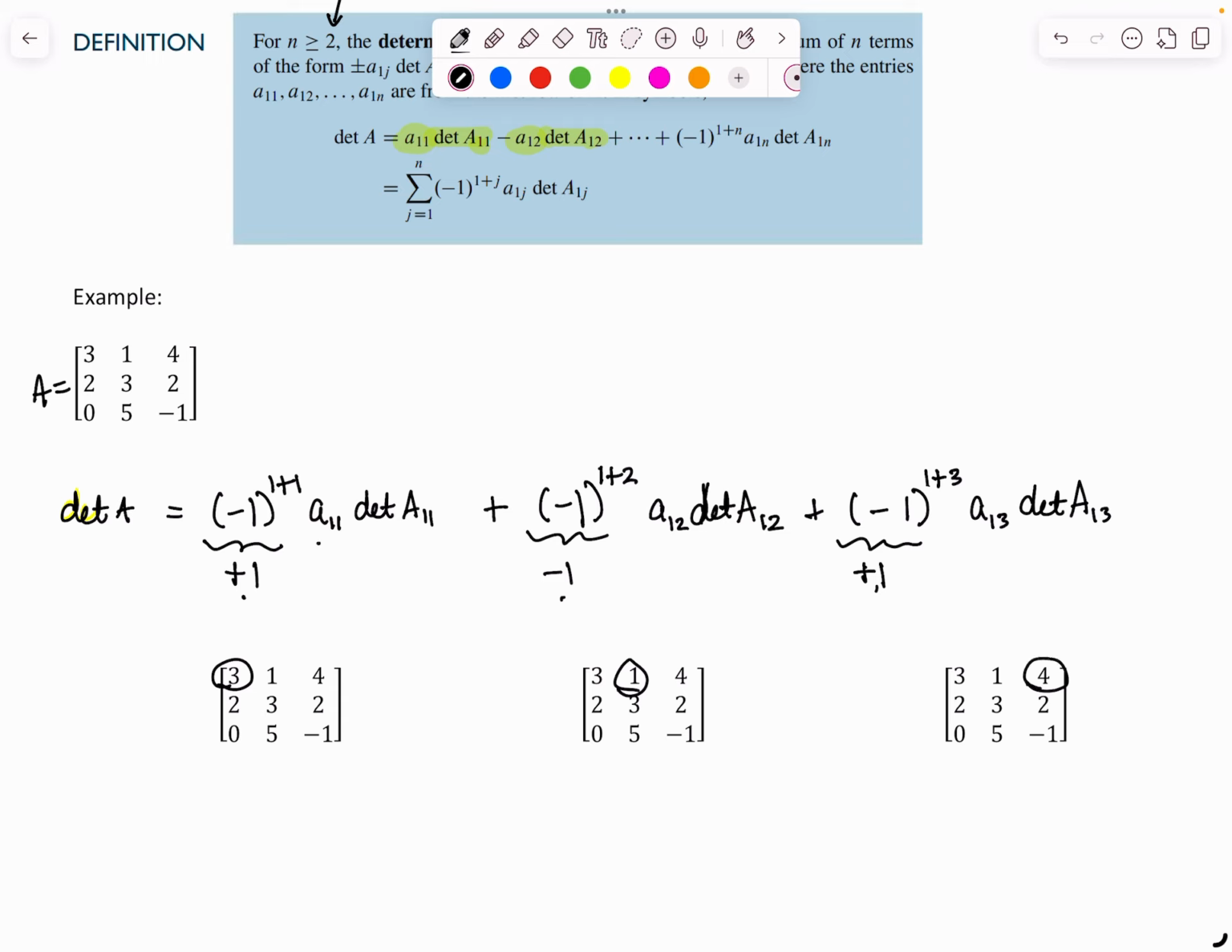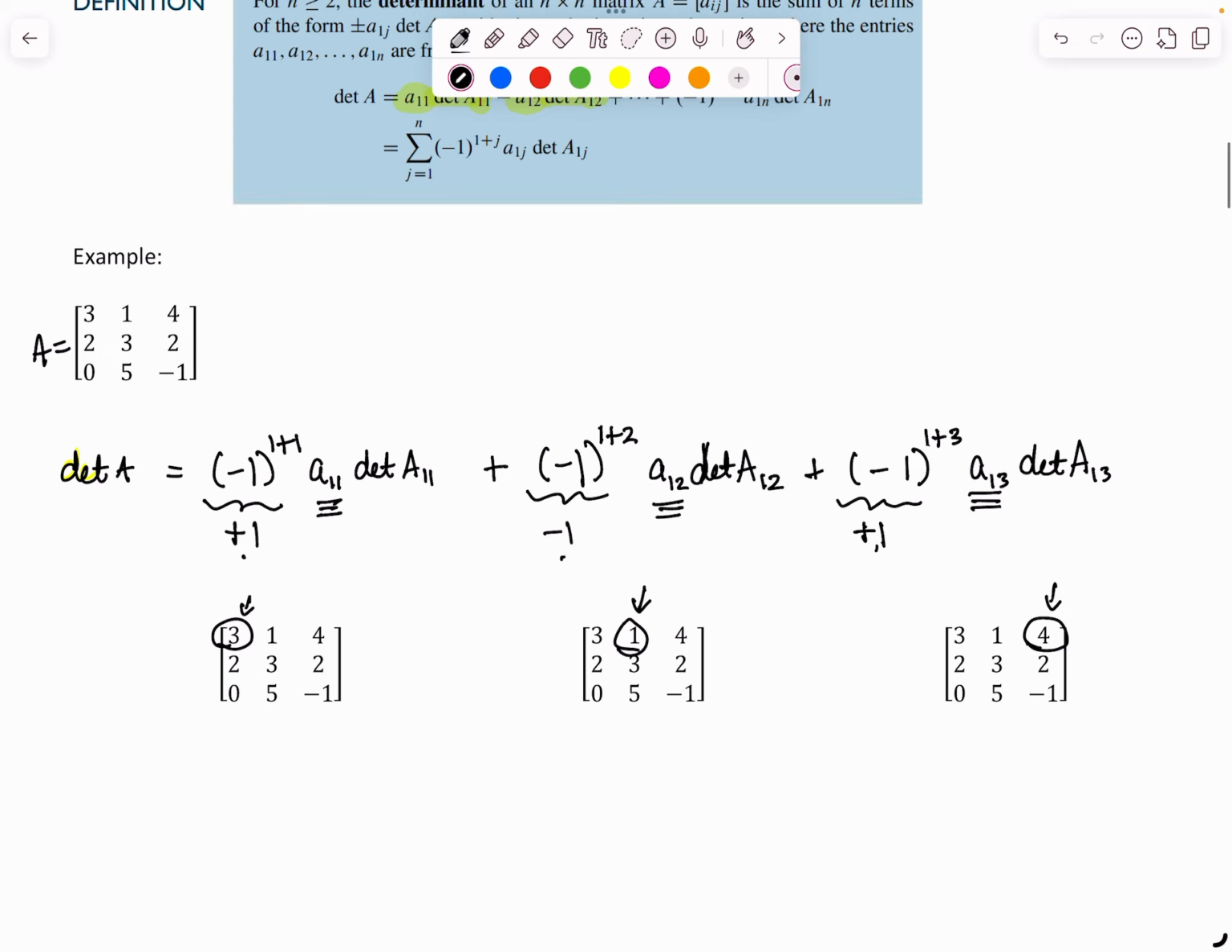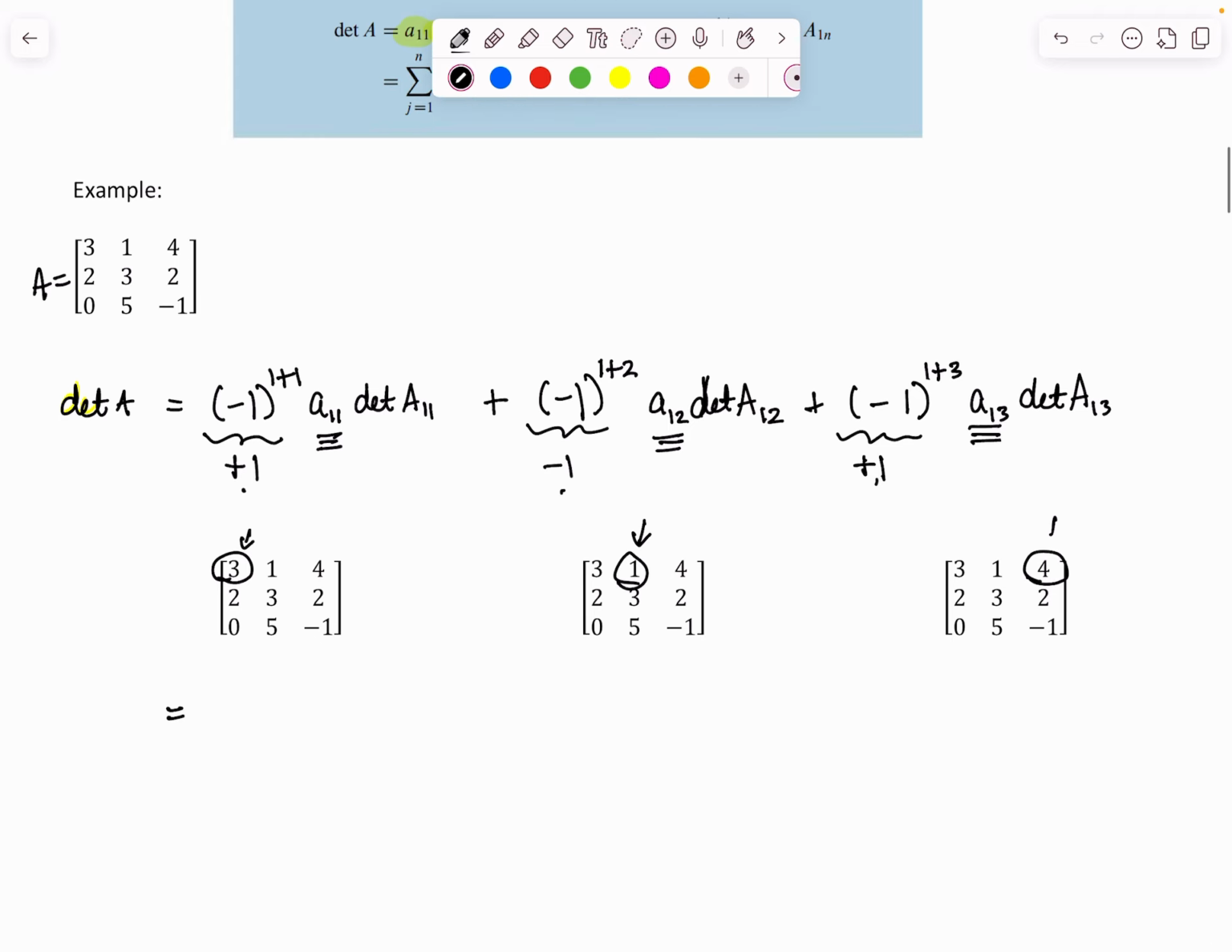And so this is A1,1. This is A1,2. This is A1,3. And so you're going to have the plus 1, so I don't need to write the plus 1. And A1,1 is 3. And then you want to do it times the determinant of the matrix you get if you delete row 1, column 1, the determinant of the matrix 3, 2, 5, minus 1.